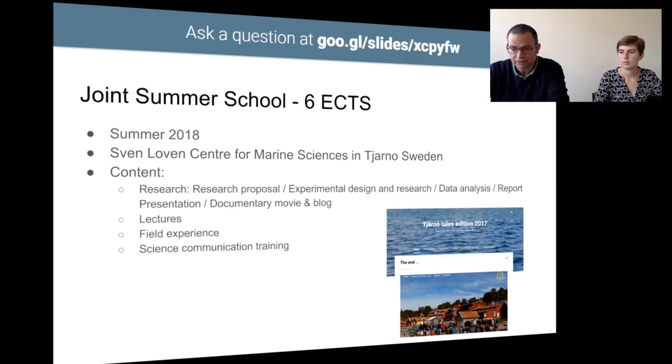The next joint event is the joint summer school that will be organized in 2018, and most probably this will be organized at the Sven Lovén Center for Marine Sciences in Tjärnö in Sweden. We have been working in this center for the past 4 years, where we organize a spring school. Now, in your case, we will organize it during summer.